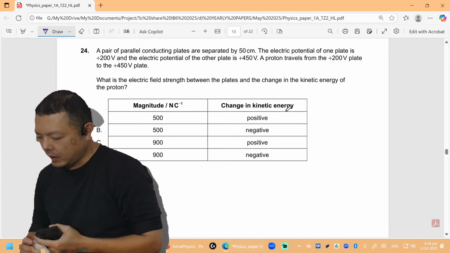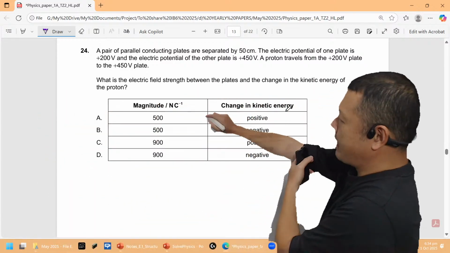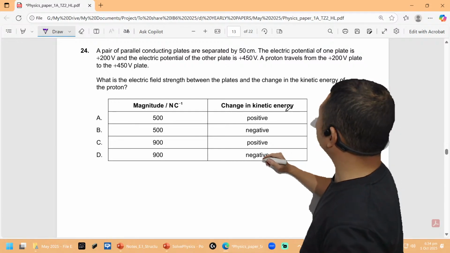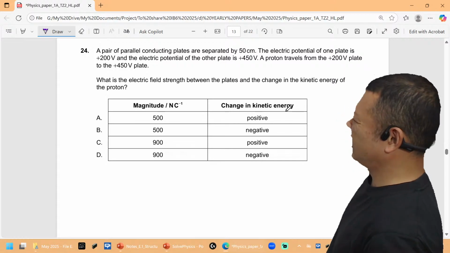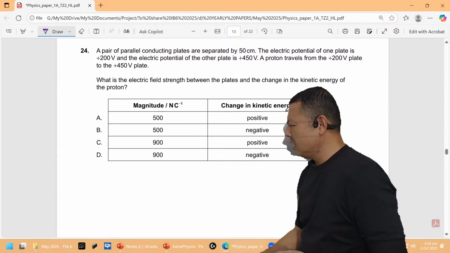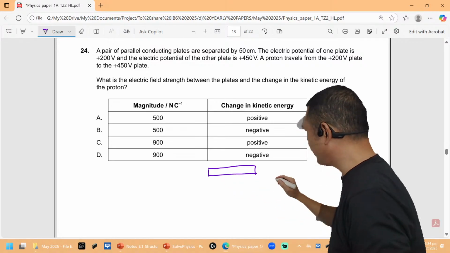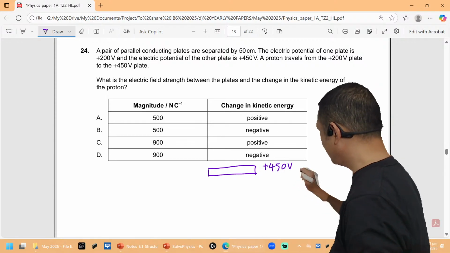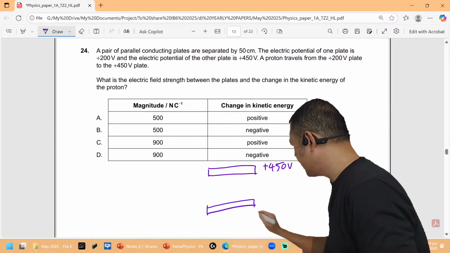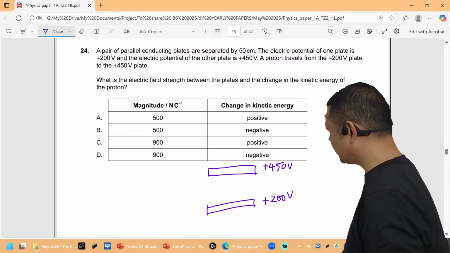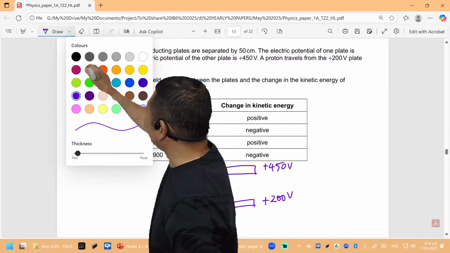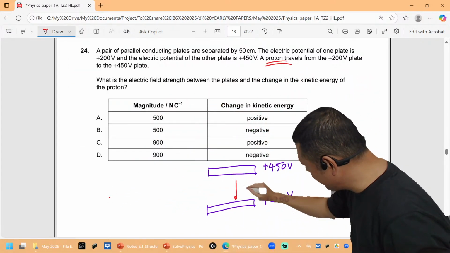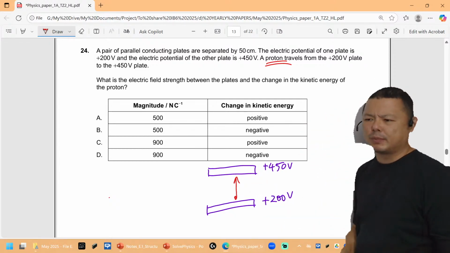Yeah, 24? Okay, good. A pair of parallel conducting plates are separated by 50 cm. One is 200, and the other one is 450. A proton travels from 200 to 450. How does that work? I'm a bit confused about this, because one plate is 450, and the other plate is 200, and then you have a proton. Sorry, not electron, a proton. A proton travels from the 200 plate to the 450 plate. How is it possible?